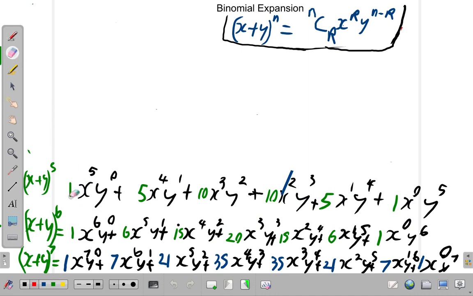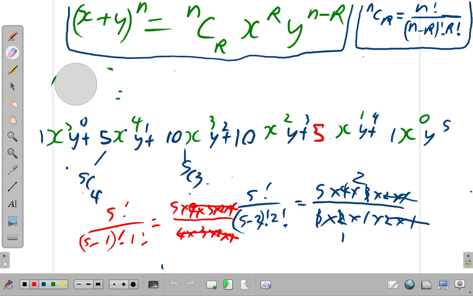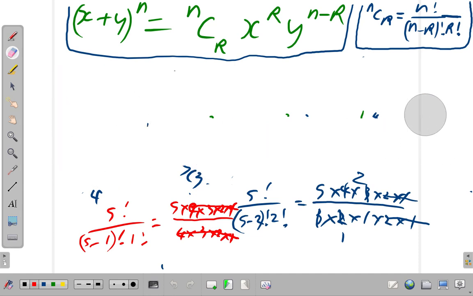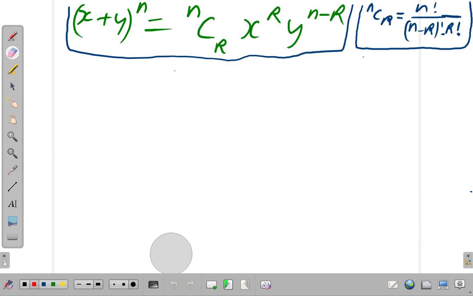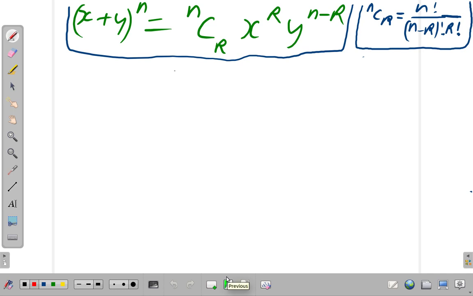Now, I want to ask you to do something else. Let me also erase this part of our board. What I want you to do is expand (x + y)^6 without looking back at the previous board. So go ahead, we'll look at it in the next video.